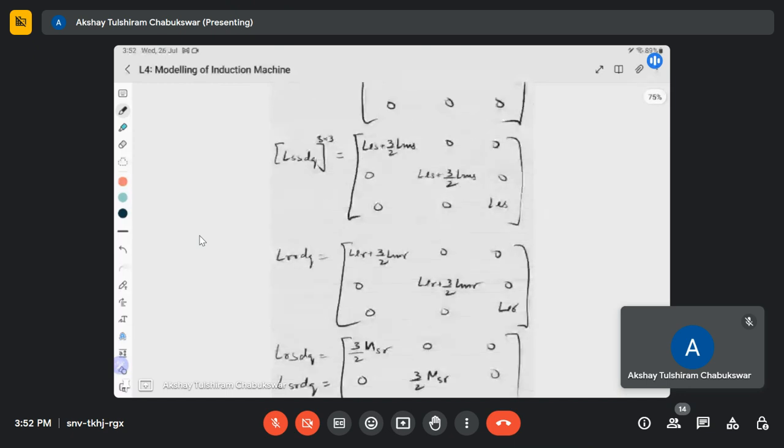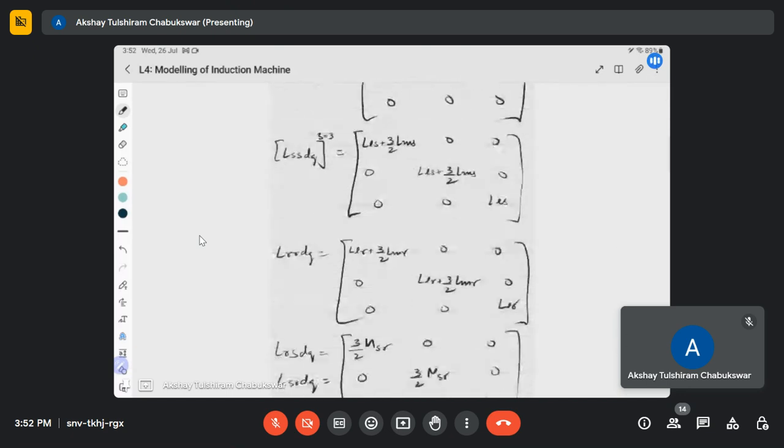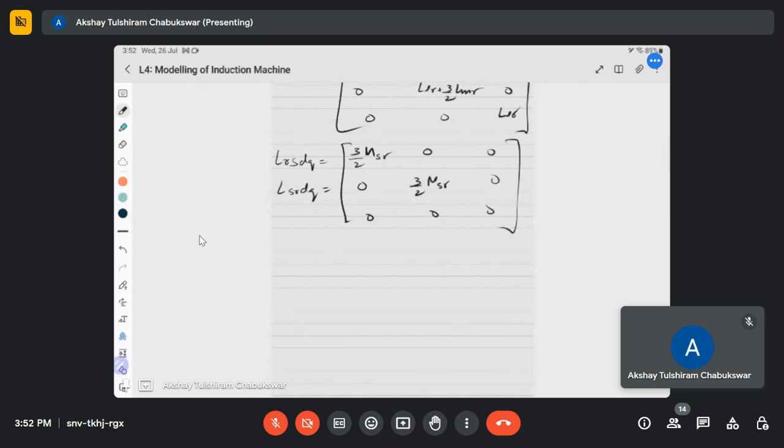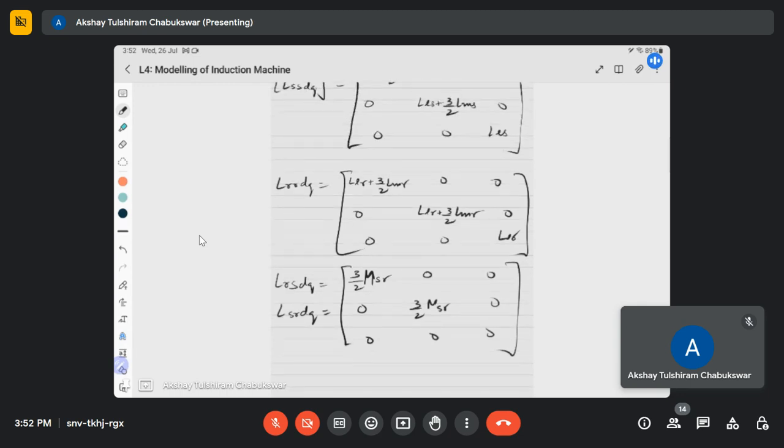Did you observe something, some advantage? None of the matrices are a function of theta r. So all the matrices are constants. Earlier, the inductances in LSR, LRR in ABC were a function of theta r. Here, none of them are function of theta r. Means all the matrices are constants.